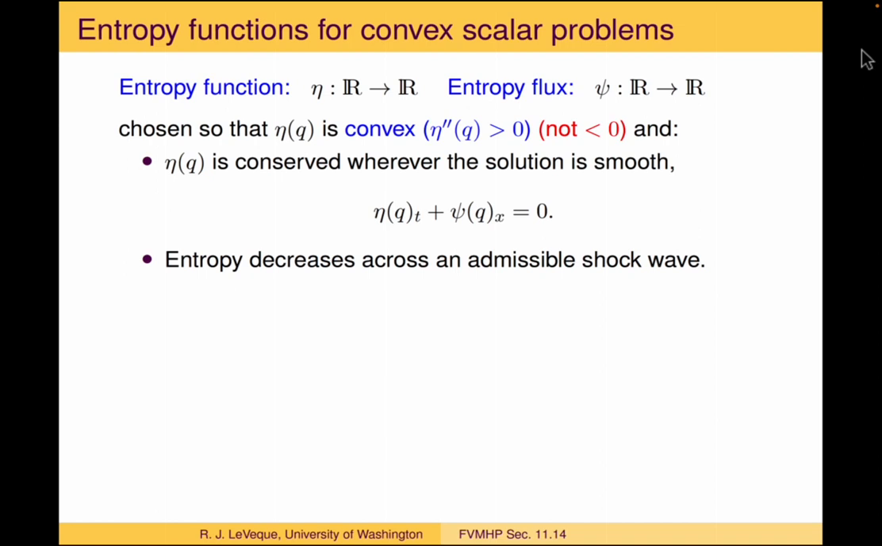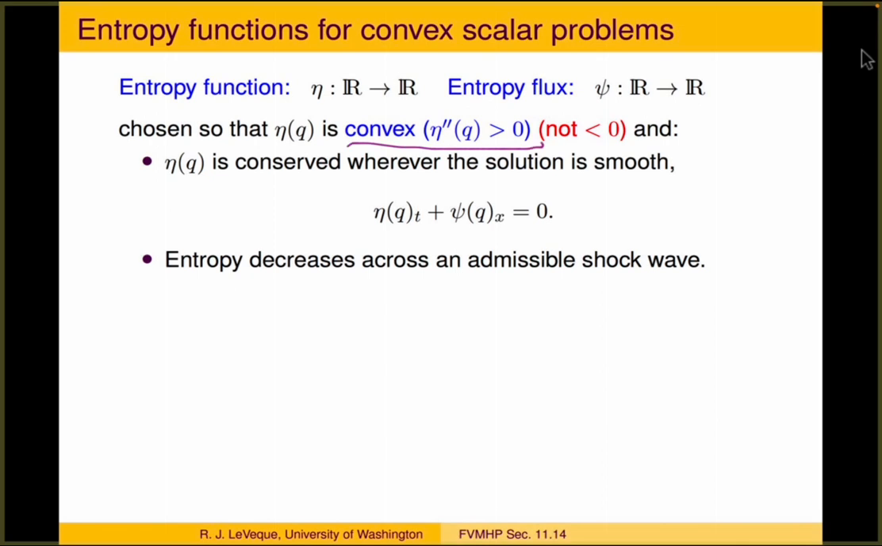So for a scalar convex problem anyway, also for non-convex problems, but we'll focus on the convex problem here, we'll define an entropy function eta to be just a function that maps Q to some other real number that's a convex function. So I'll assume eta is convex, and now when I say convex, I mean that the second derivative of eta with respect to Q is actually positive.